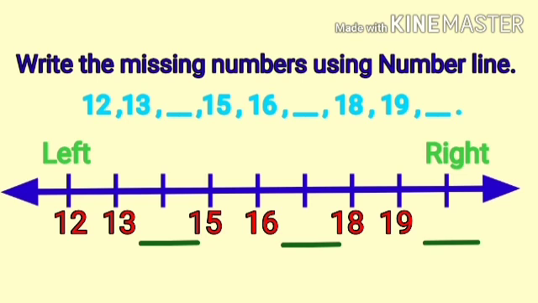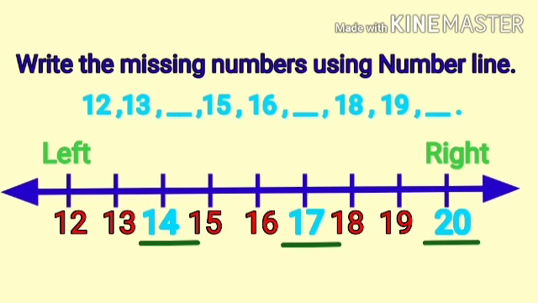Now, we have to identify the missing numbers. By observing the number line, it is very clear that the number that comes between 13 and 15 is 14, and the number that comes between 16 and 18 is 17, and the number that comes after 19 is 20.